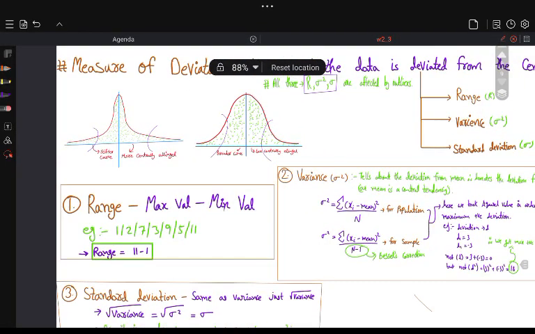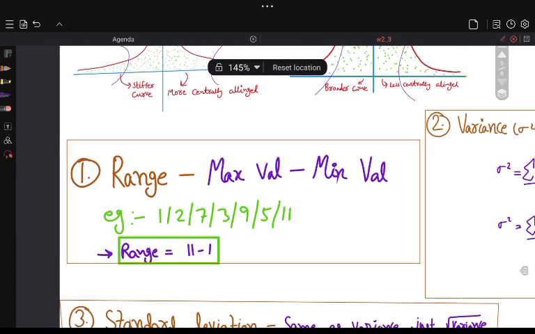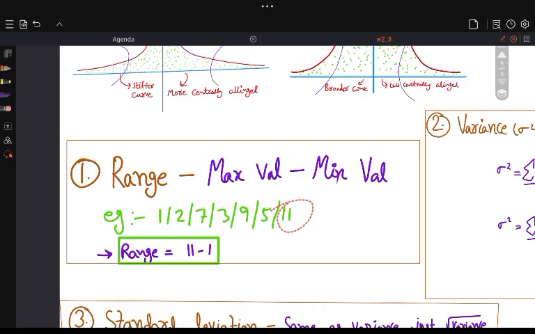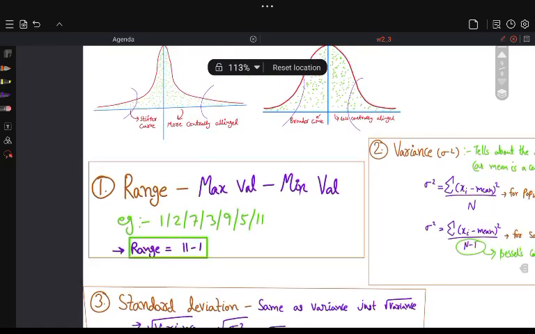First one is range. Range is easier than mode also. See, range is nothing but maximum value minus minimum value. For this data set, the maximum is 11 and the minimum is 1. So range will be 11 minus 1, that is 10. That's it. So how is it representing the deviation?